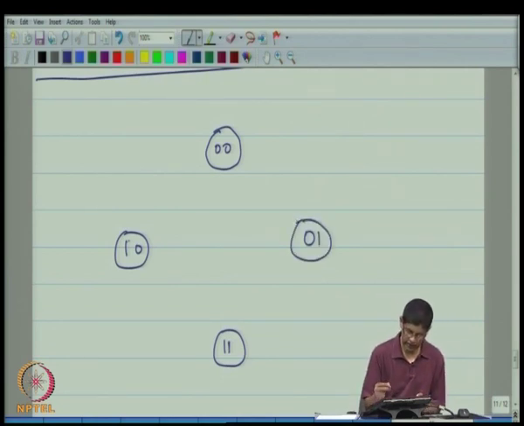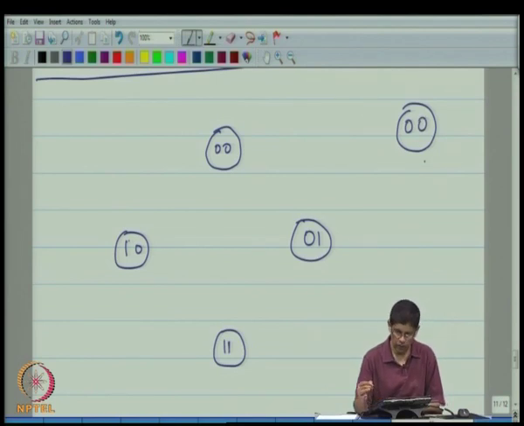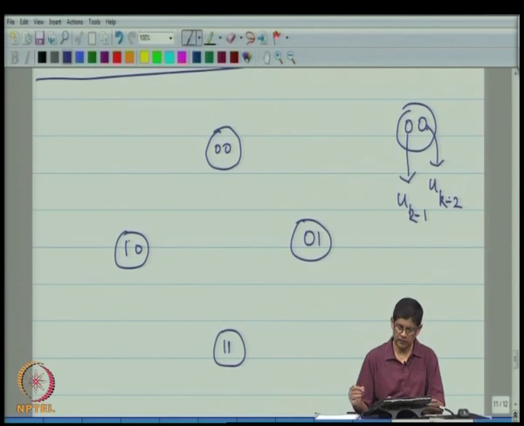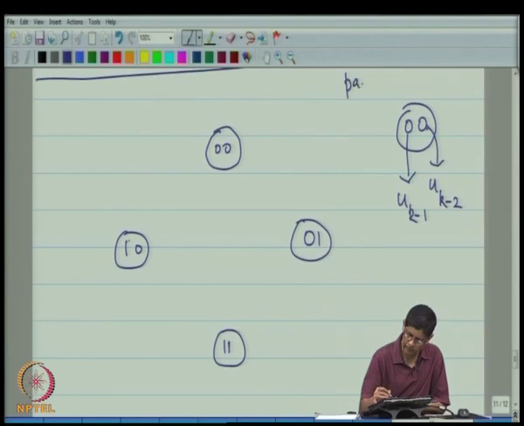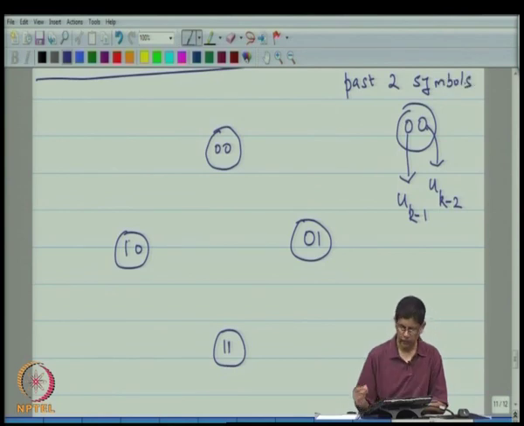So, these are the 4 states, and now we are going to represent transitions, starting from 0 0. A word about the notation. When I write 0 0 here, what I mean is that this is u k minus 1, and this symbol here is u k minus 2. That is, this collection represents the past 2 symbols.